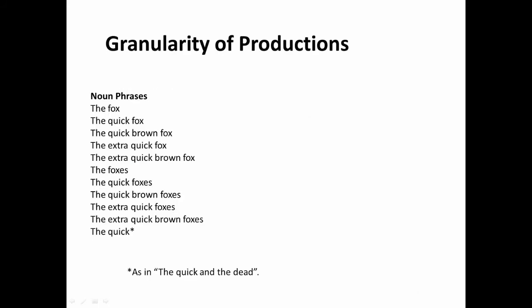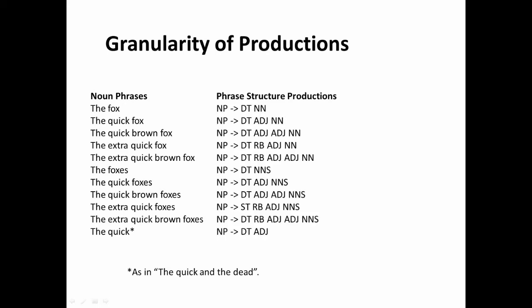So consider these noun phrases. Each one of these noun phrases requires a unique phrase structure production. If you're working with phrase structure grammars, you can't get around it. You have to have this many productions. Now consider the link action productions. These 4 link action productions will cover all of these noun phrases and a whole lot more with varying lengths and sizes.